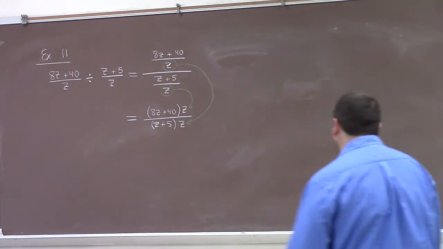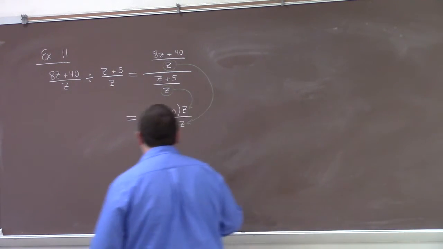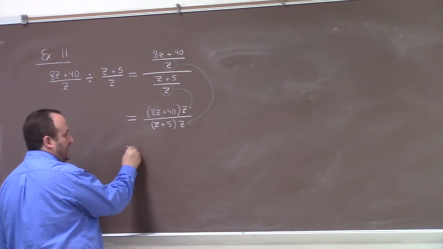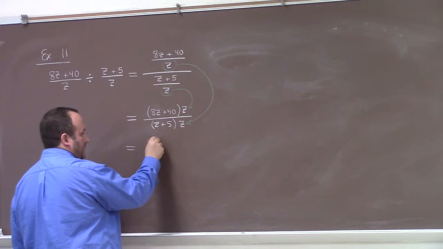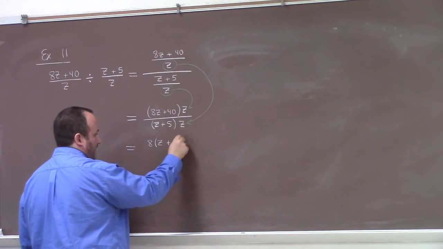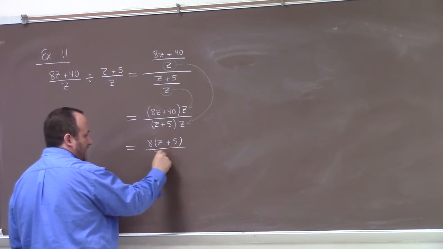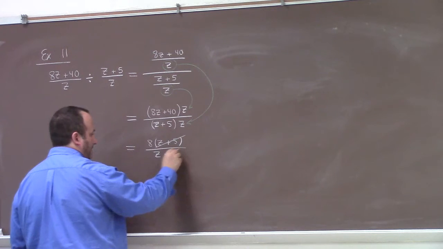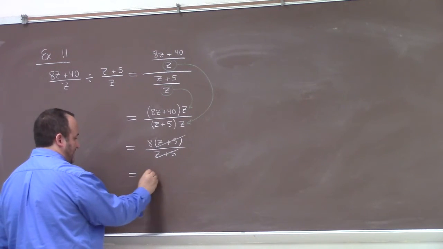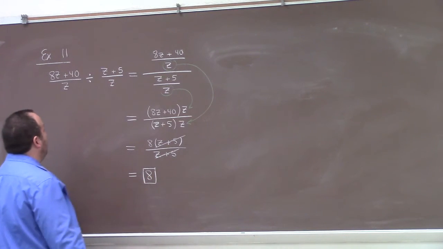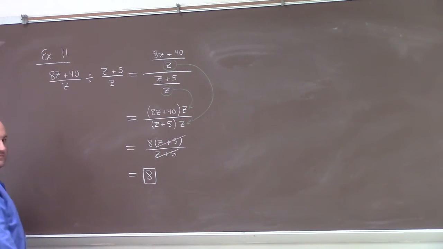Now, what cancels? z. And we can factor an 8 out, right? And what do we got? 8 times z plus what? Oh, look at that. We've got a z plus 5 and a z plus 5. So the answer is 8. It doesn't look like 8, does it? But in fact, that's 8.